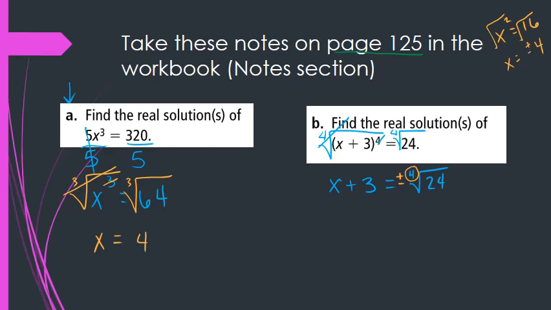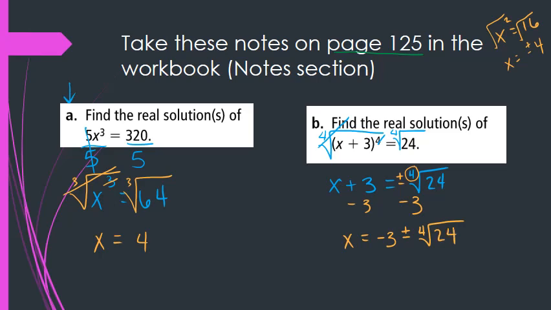Now in question A, I did not have to do that because it was a cube root. You'll never get a positive and a negative answer out with a cube root or an odd root. All right, so let's finish this out. We're going to subtract 3 from both sides. Okay, hold on, let me back this up. You can't see what I just did because I erased, but let me rewrite this. So it's negative 3 plus or minus the 4th root of 24.